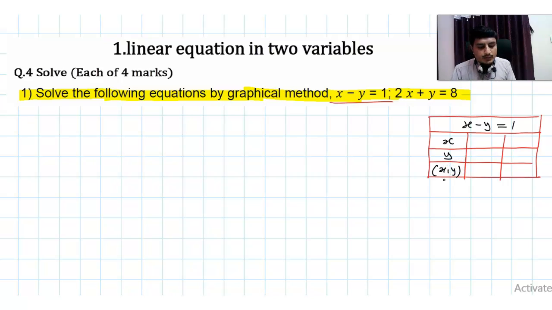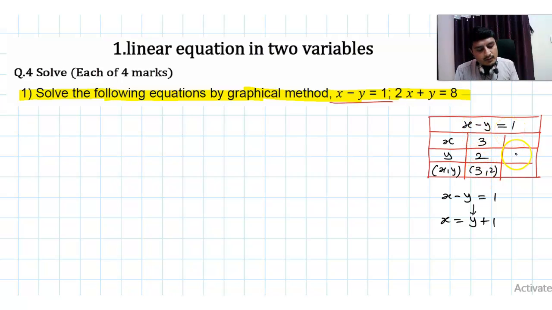Now suppose we assume a few values of y, and we can evaluate the respective values of x by using the given equation, because we have x minus y equals 1. So x equals, once we shift the y, y plus 1. Suppose I assume the y value is 2. So 2 plus 1 is 3, so the respective value of x is 3. So the coordinate is 3, 2. That is a point on the line x minus y equals 1.